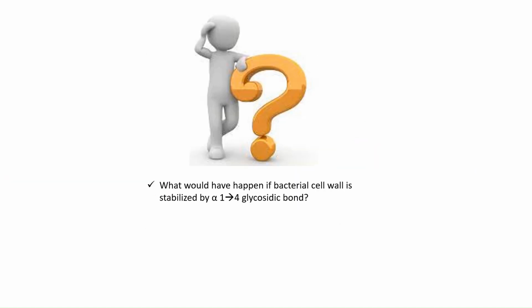Now one question from my end for you all. What would have happened if bacterial cell wall was stabilized by alpha 1,4 glycosidic bond instead of beta 1,4 glycosidic bond? Do let me know in the comment section.